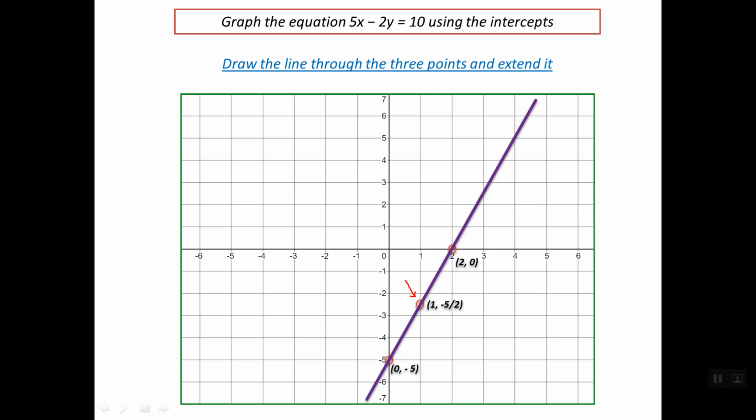That's all about how to draw the straight line by knowing the x and the y-intercept.